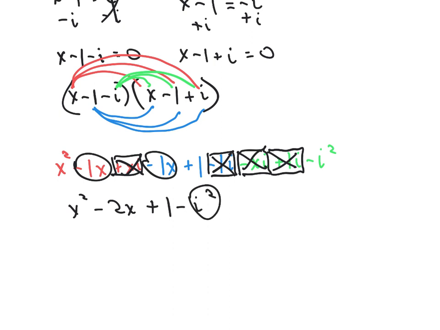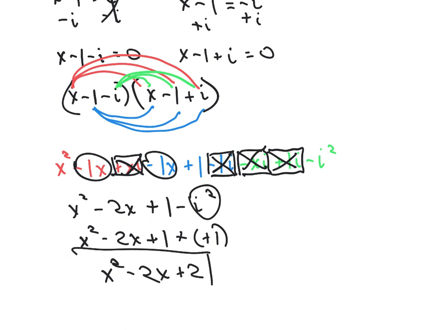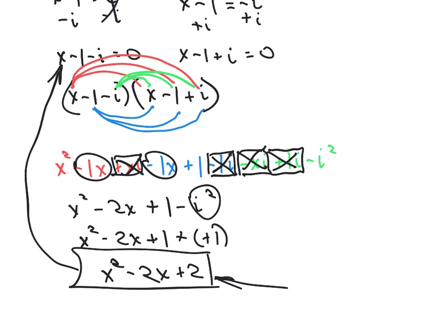Now, if you remember, i squared is the same as negative 1, so minus negative 1. So those will end up being pluses. So we get x squared minus 2x plus 2 for our answer. So if we were to factor this using the quadratic formula, we would get our original things up here, that answer and that answer. So we just went backwards, so hopefully that helps.